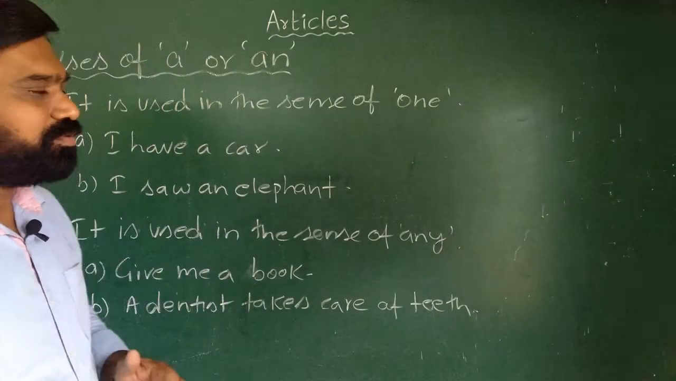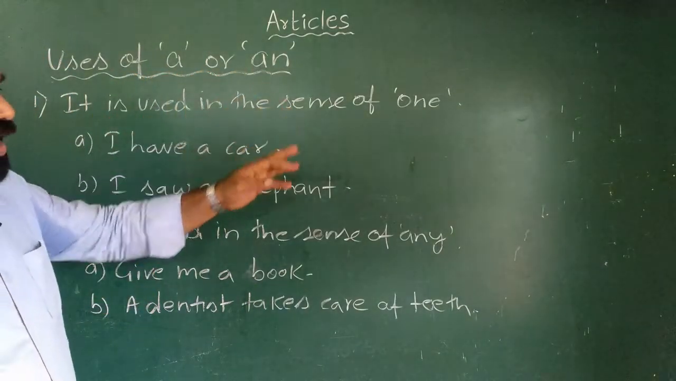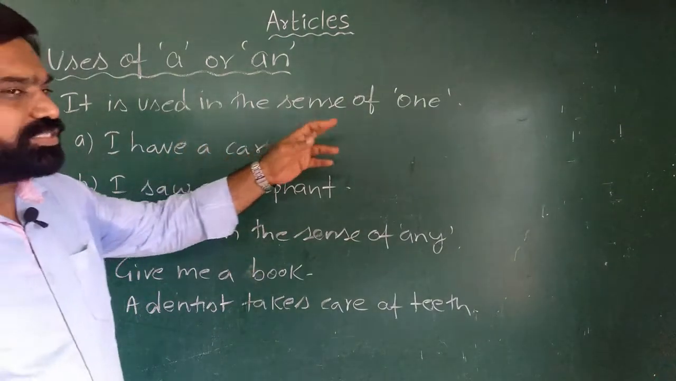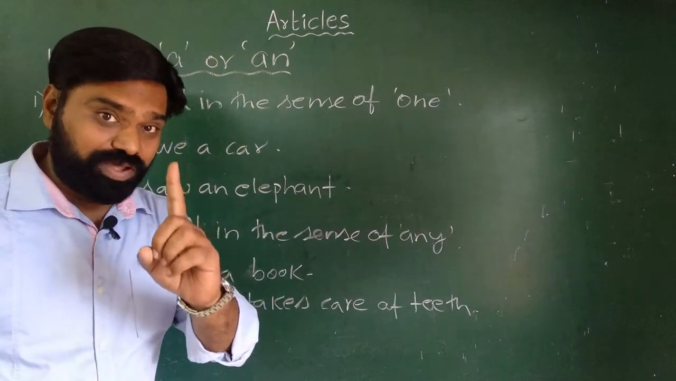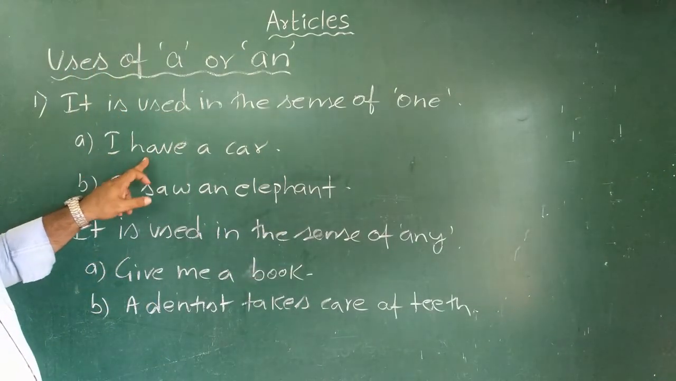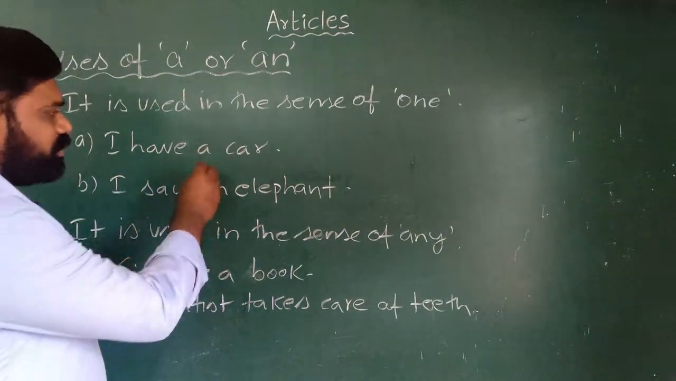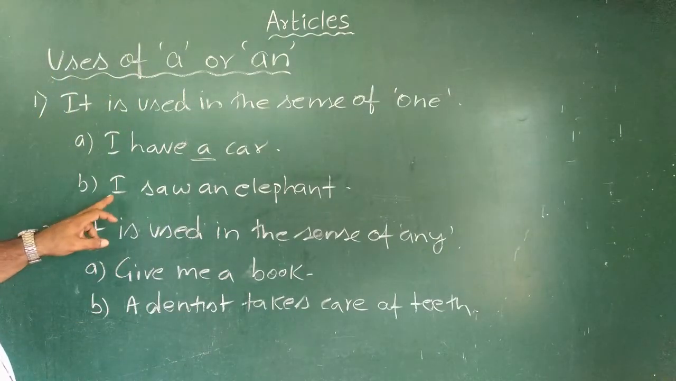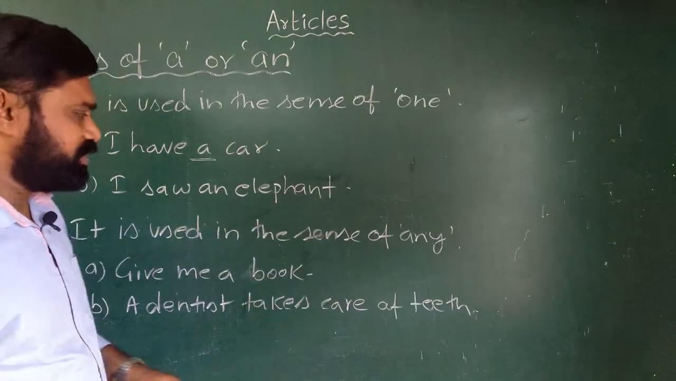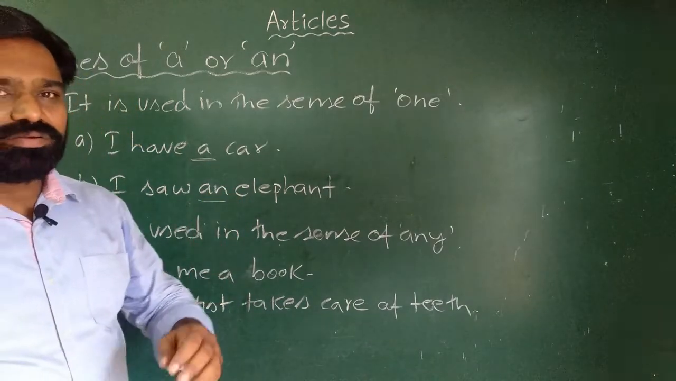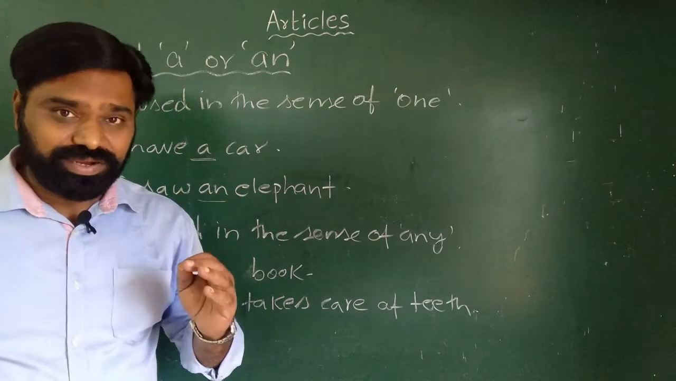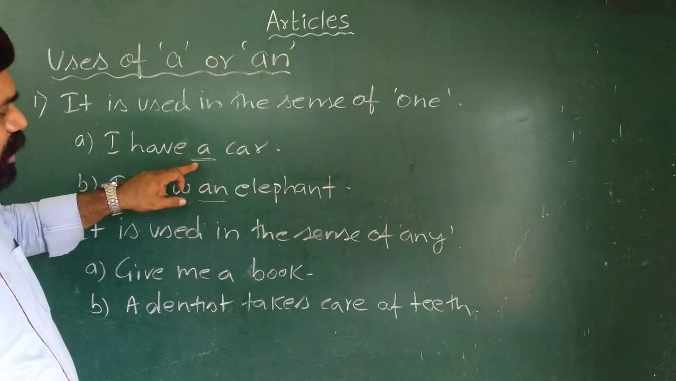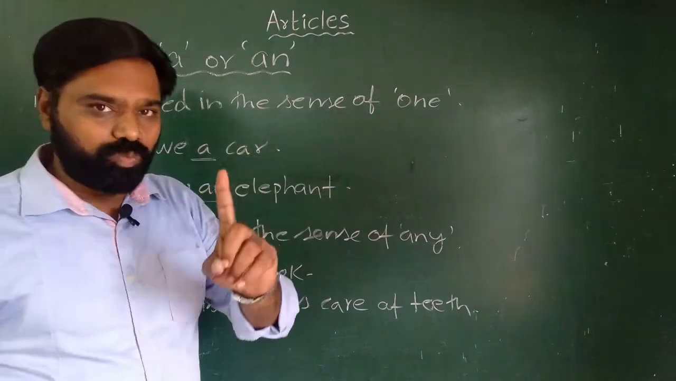Let us see how and when to use a or an. The very first condition is we use a or an in the sense of one. One means singular, one. So if I say I have a car, here a means one. I have one car. If I say I saw an elephant, here I use an. So when I say I saw an elephant, it means I saw one elephant. So here we are using a or an in the sense of one.